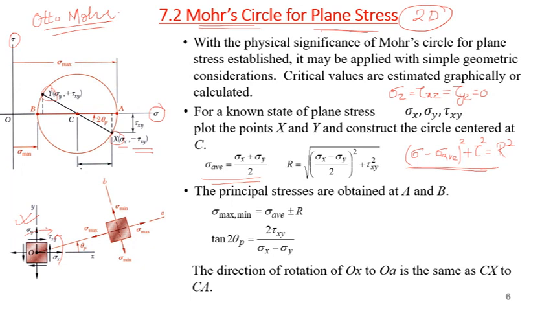Now if I rotate this line by angle 2 theta p, it will give me the location, and it will coincide with the line AB. Points A and B are my principal stresses. So my principal stresses, sigma max and sigma minimum, will be sigma average plus minus radius, because if you look, this distance is sigma average plus radius and minus radius.